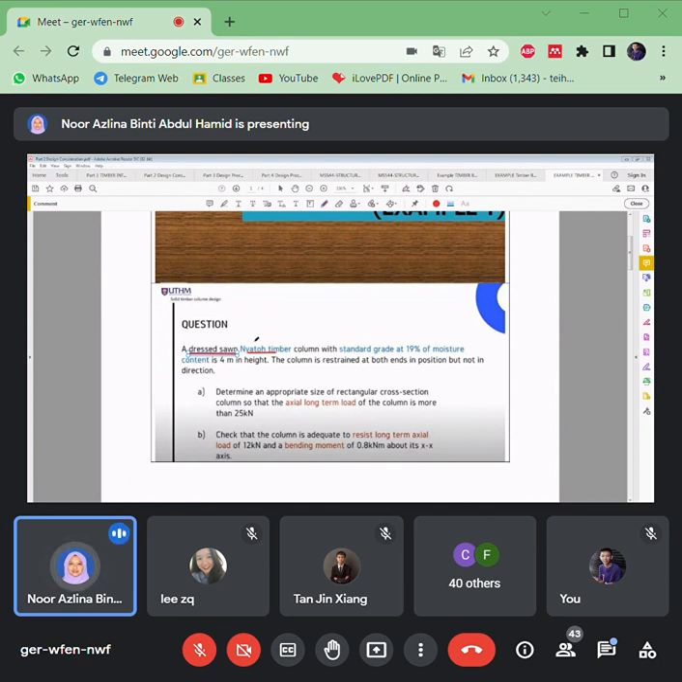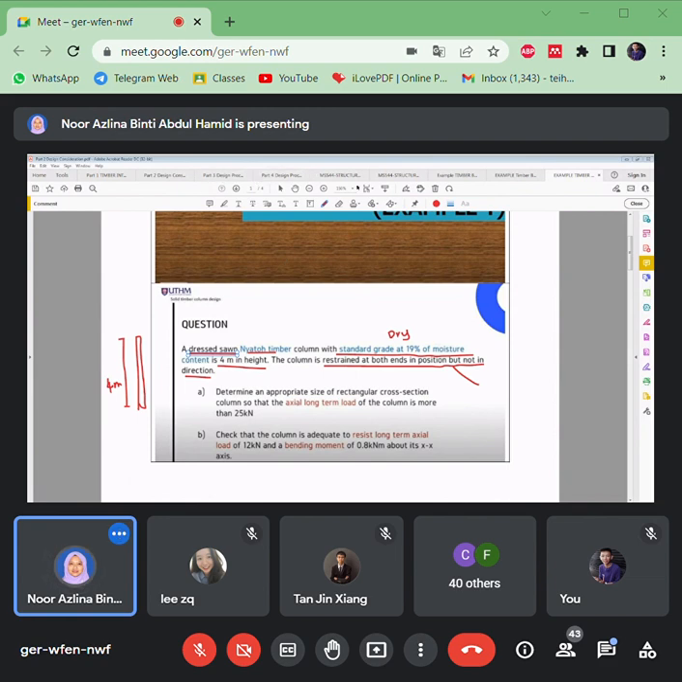So you have to check in the table what the SG, the standard grade or strength grade, is for nyatuh timber. Standard grade at 19% moisture content. So it is mentioned at 19%, which means this is a dry timber. 4 meters in length, so the length of this column is 4 meters. The column is restrained at both ends in position but not in direction. So that means you have to use checkings for these conditions.